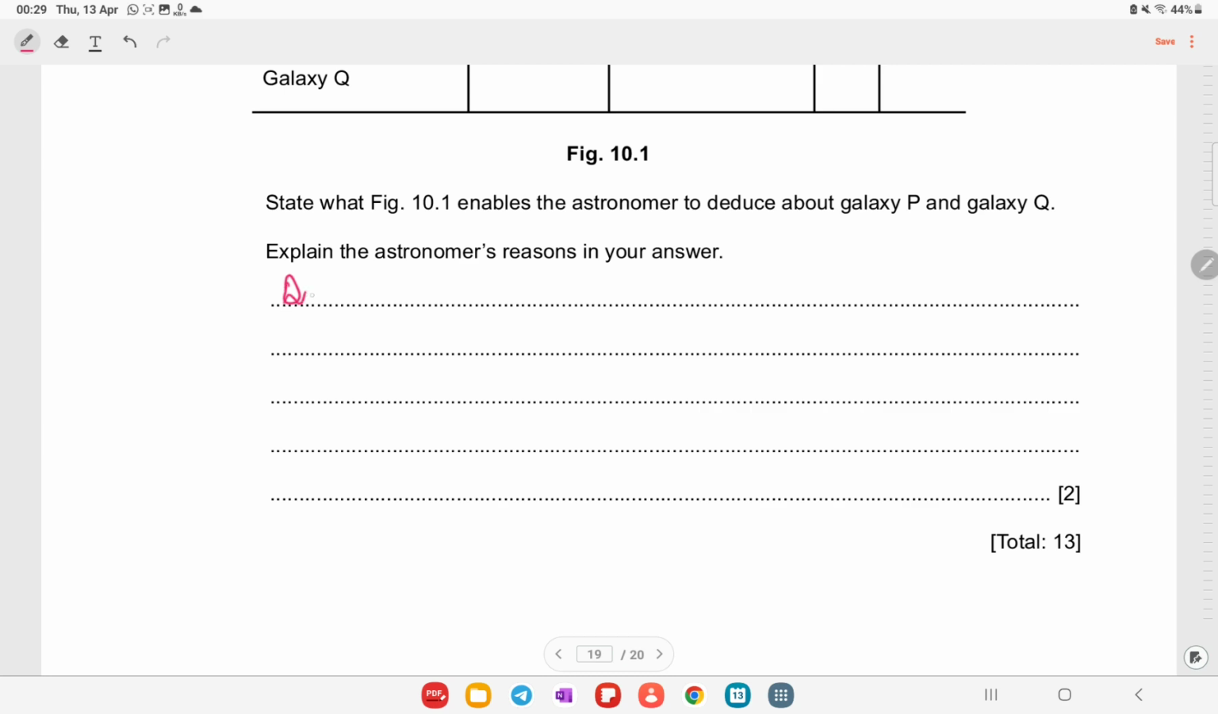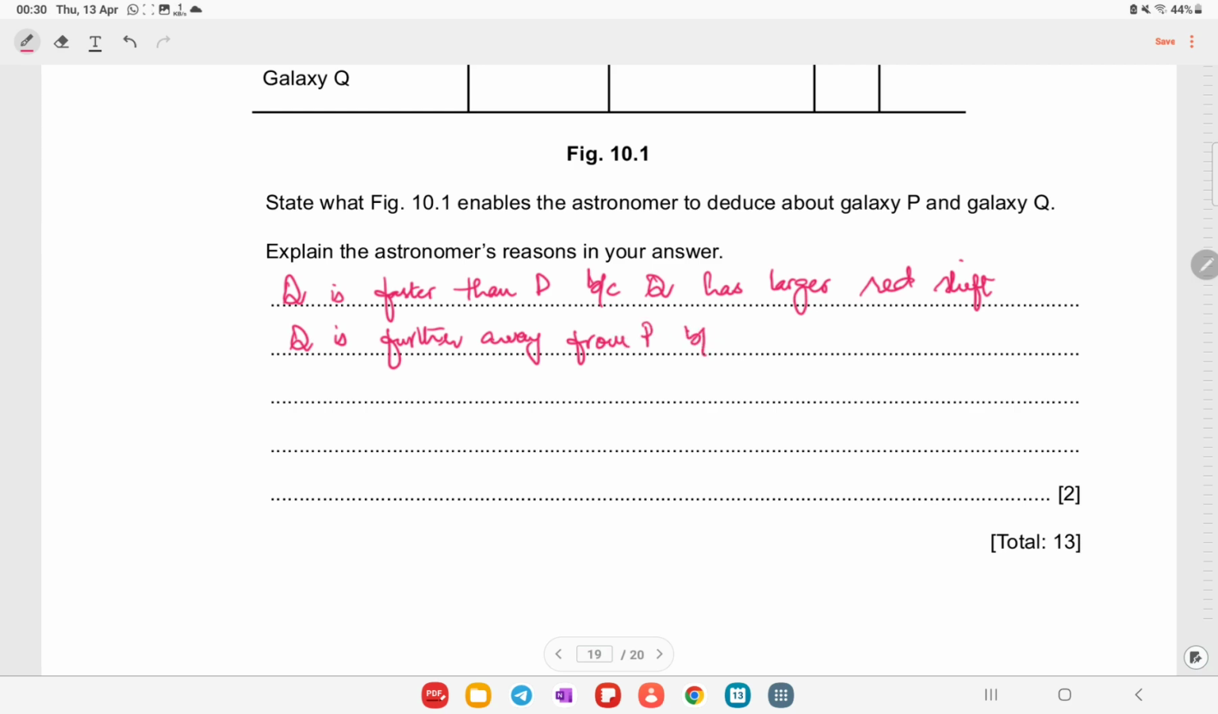So what is happening? Q is faster than P because Q has larger redshift, and Q is further away from P because redshift increases with distance. Thank you very much.